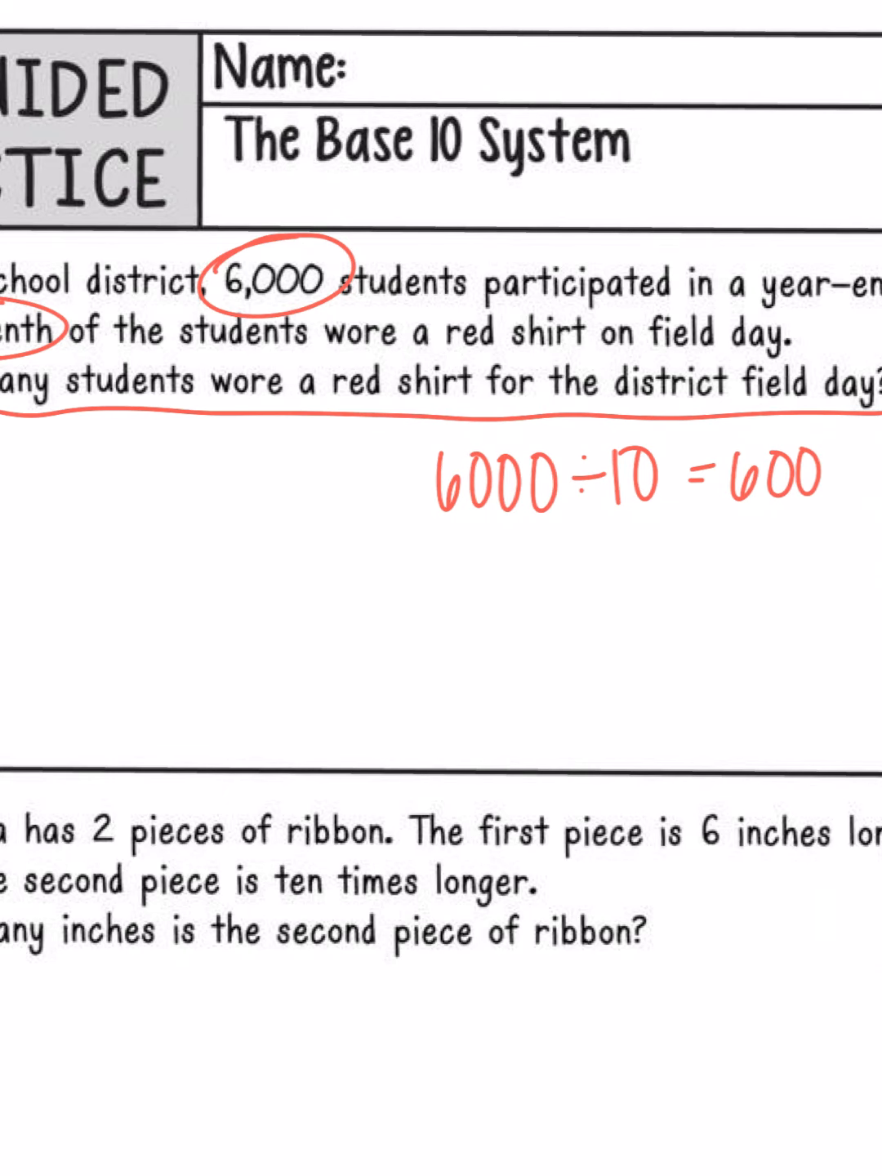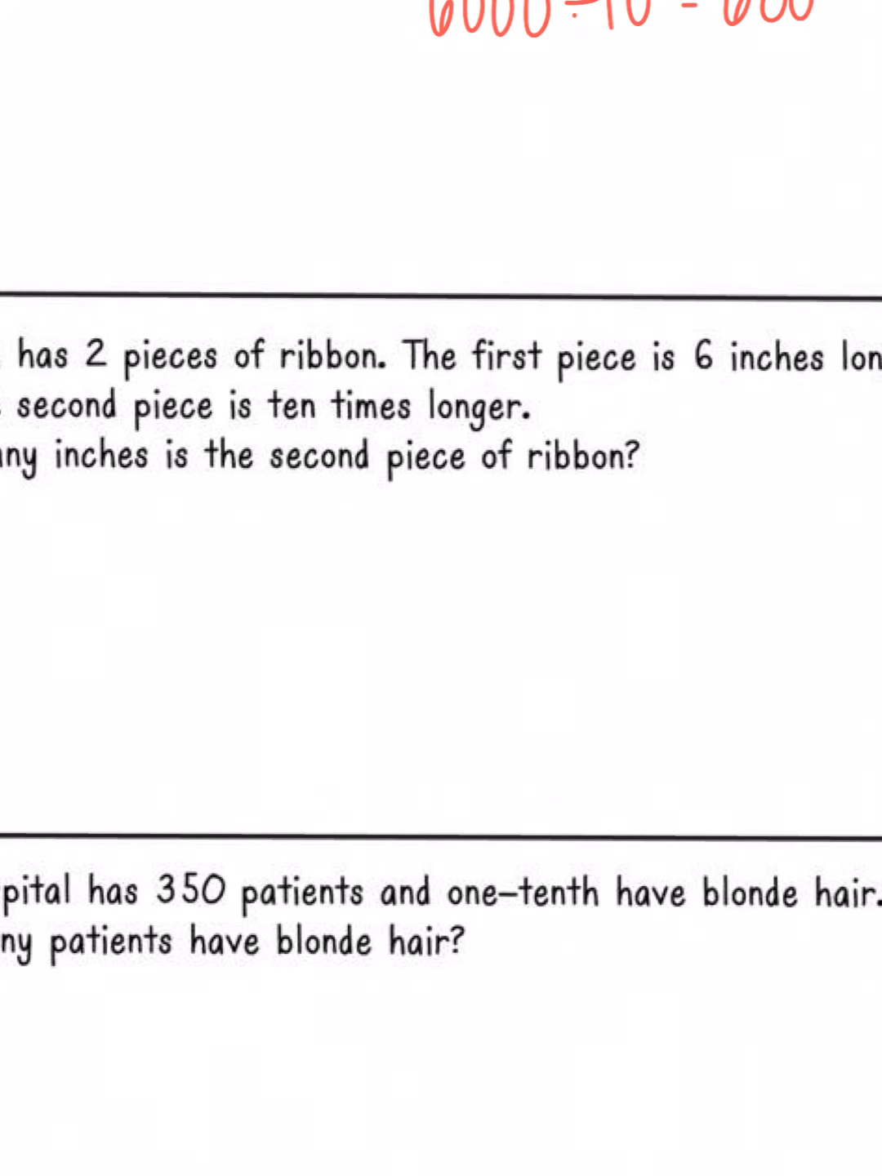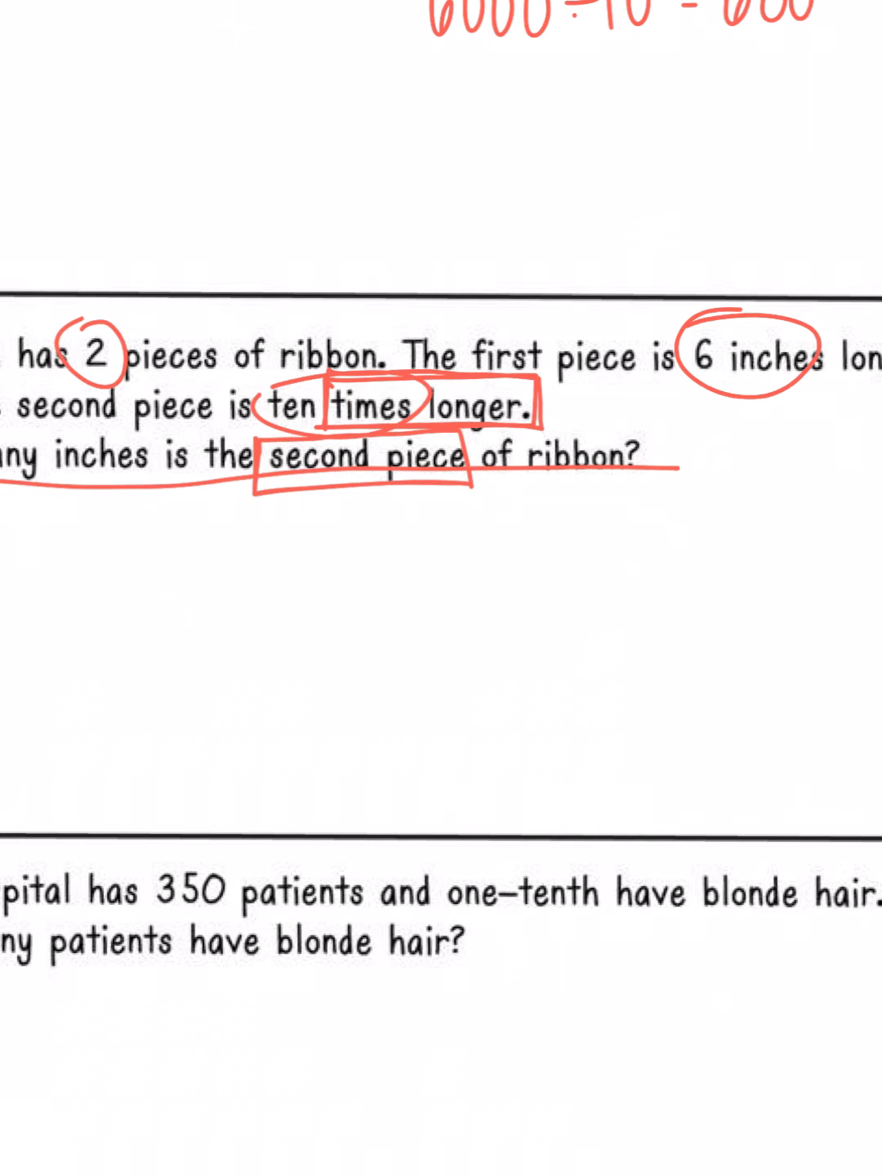Very good. Okay, let's look at number 2. First, we're going to use cubes. Remember, if I do it, you do it. So if I'm marking up my problem, you're marking up your problem. We're practicing problem solving. Amanda has 2 pieces of ribbon. The first piece is 6 inches long. And the second piece is 10 times longer. So 10 times longer is a key word. Question, how many inches is the second piece of ribbon? So what do I do to solve this?